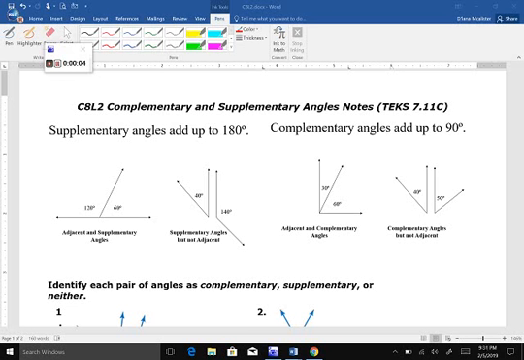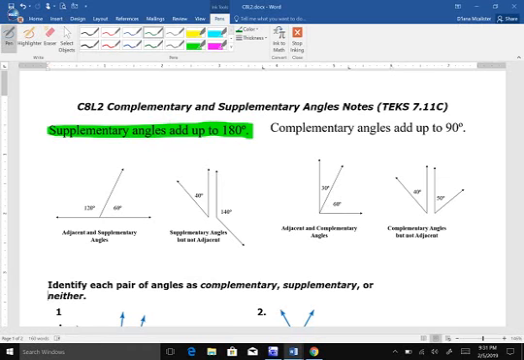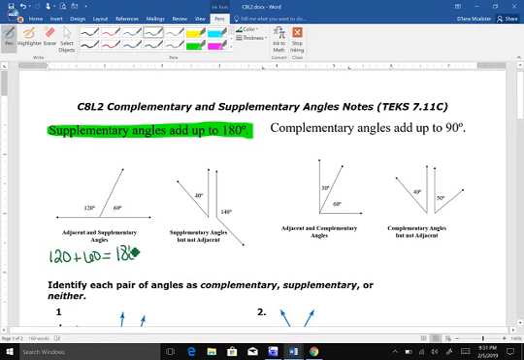Chapter 8, Lesson 2 discusses complementary and supplementary angles. Supplementary angles are angles that add up to 180 degrees. A couple of examples below are these two angles that are next to each other. If we add 120 degrees plus 60 degrees, these add to 180 degrees, which makes them supplementary angles.